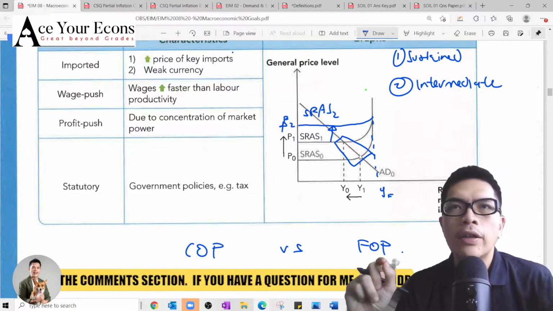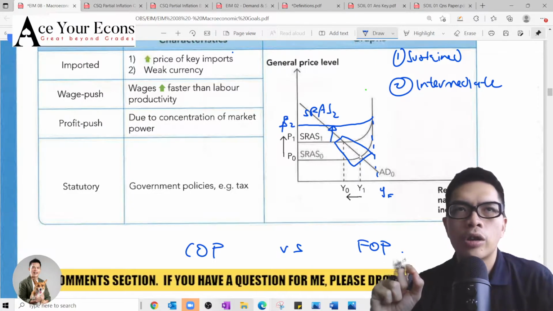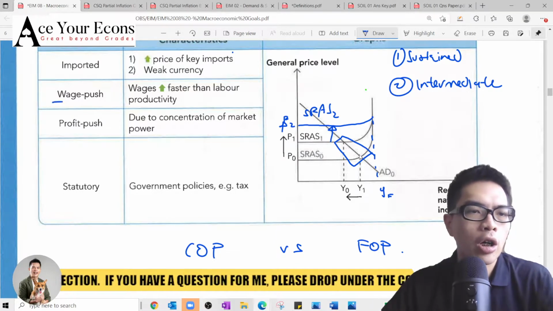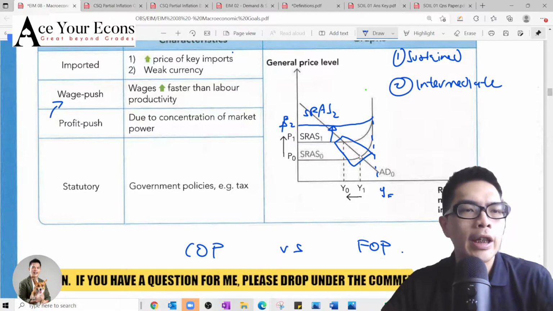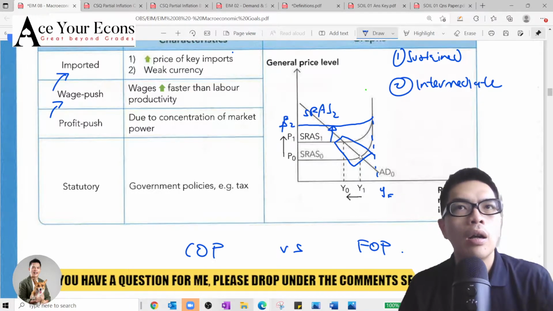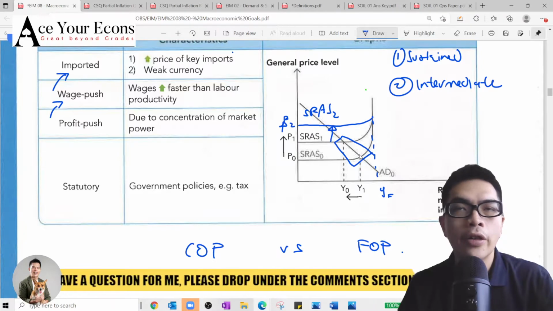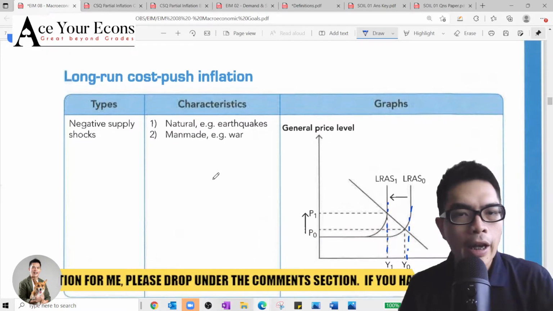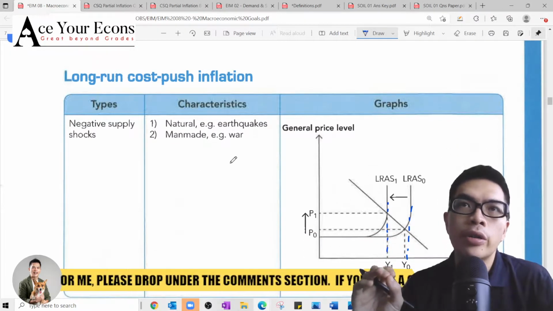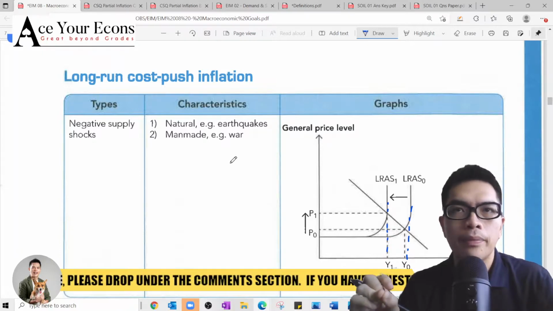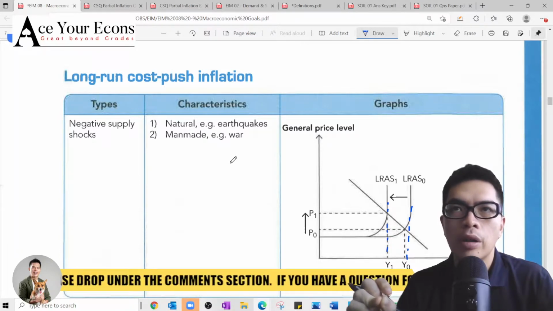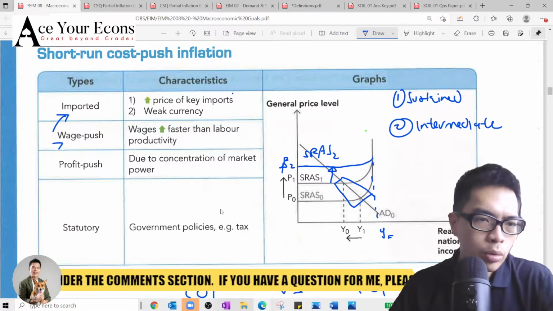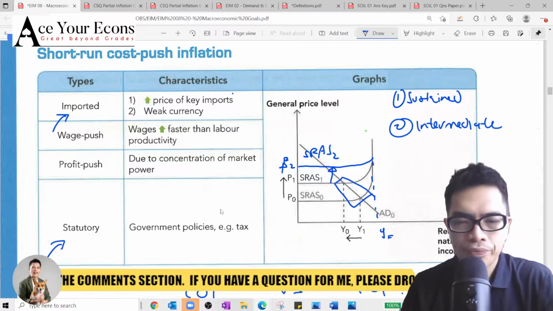So you realize that if there is a change in cost of production, it's likely to be short run. For instance, changes in wage costs, changes in import costs, right? It does not affect your full employment output. Whereas when you look at FOP, we are looking at permanent changes in your quantity and quality of FOP. So you have to differentiate the two. So I'm just going to cover these two. I'm not going to cover wage, I'm going to cover these two.